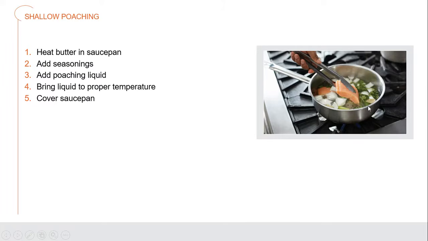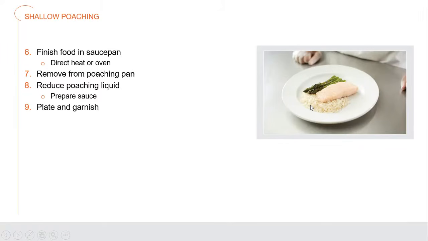We're going to cover that saucepan because we're looking to have steam be a part of the cooking process with this. Then after that, we're going to finish the food in the saucepan, possibly with some direct heat or placing it in the oven, depending on if it's required to get it fully cooked. You're going to remove that piece of fish from the poaching pan, reduce that poaching liquid to then prepare the sauce, plate, and garnish.